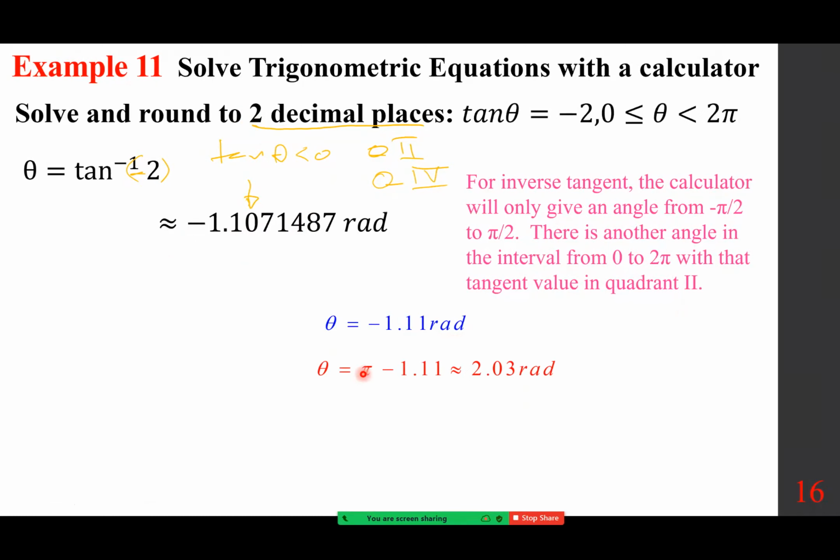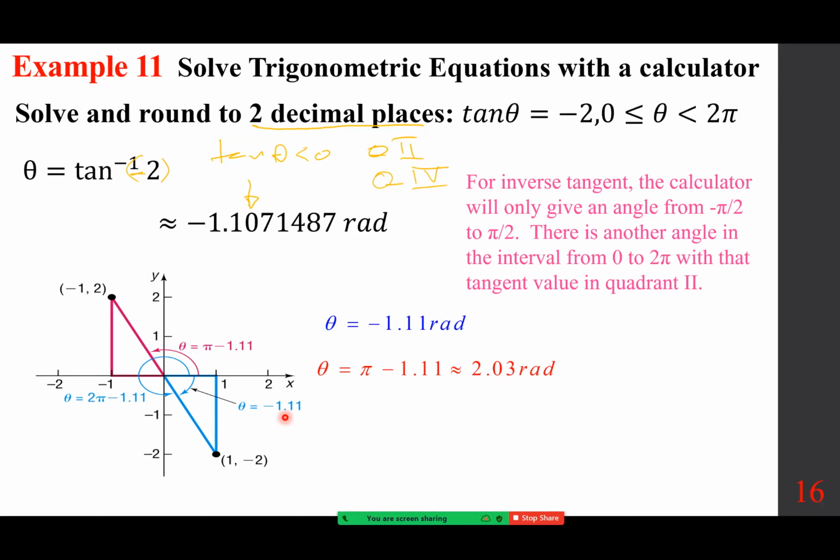Pi minus that, and again, using a calculator with a couple of decimals, we get almost 2.03 radians. In other words, this is the negative 1.11. Add a pi and it gives you pi minus 1.11, which is this. And by the way, if we wanted to go with the x and y, we know the answer is 1 and -2, and we can figure the rest of the trigonometric functions. And of course, theta is 2 pi minus 1.11.